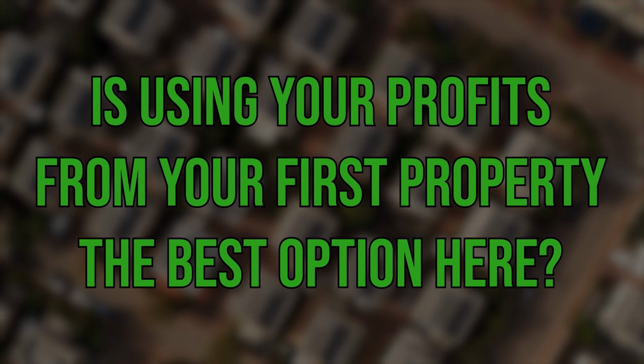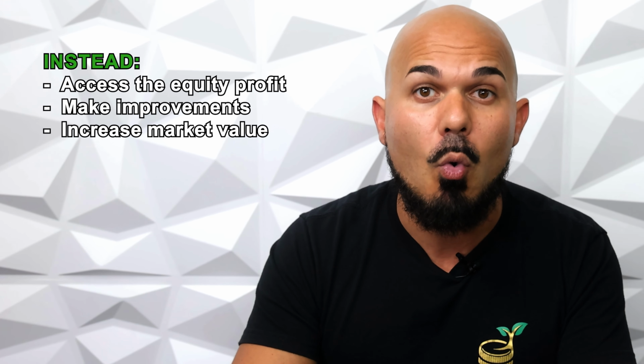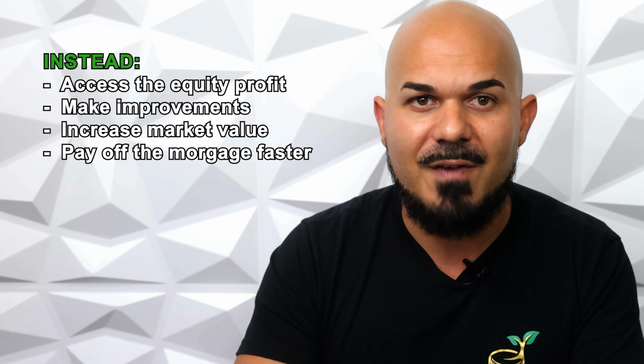You can save up for another down payment and get another mortgage, or just save up so much that you buy the property outright, but the problem here is that your profits are tied up. Instead, you can access the equity and still have the profits, which you can use to improve the existing property to increase its market value, or use it to pay off the mortgage faster. By using the equity instead of your savings or profit, you can eliminate your debt and increase your income much quicker. Not to mention, getting approved for a loan using your existing property's equity is much easier and expedites the process significantly.